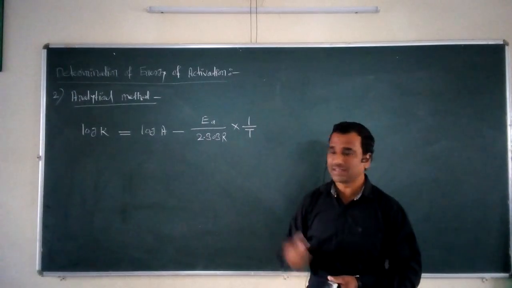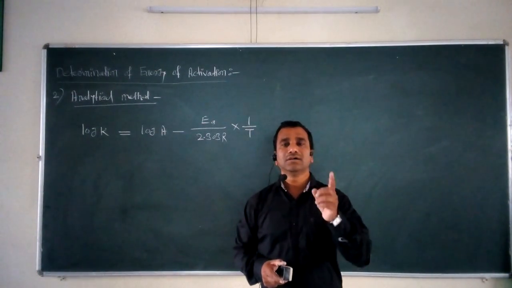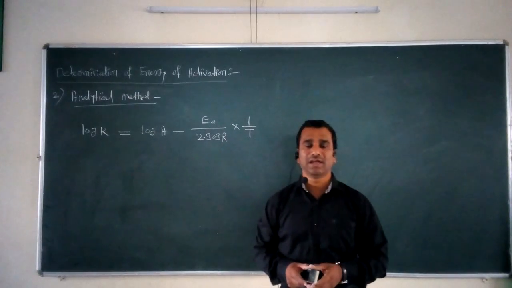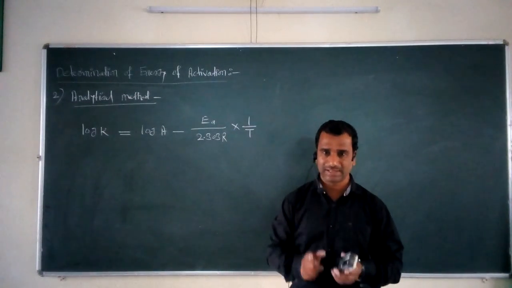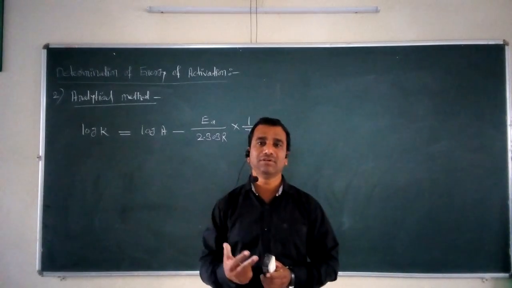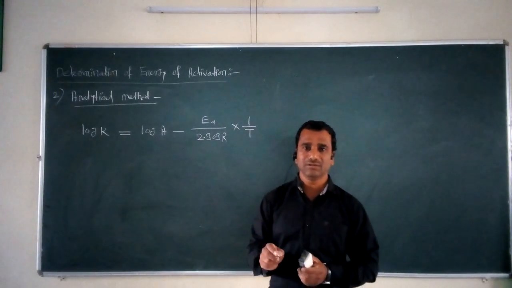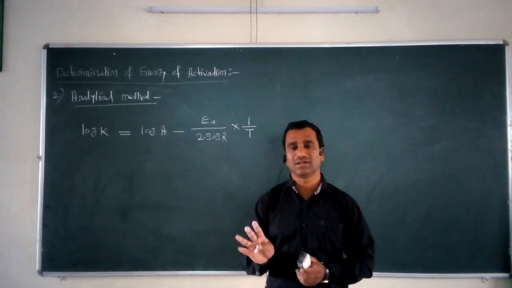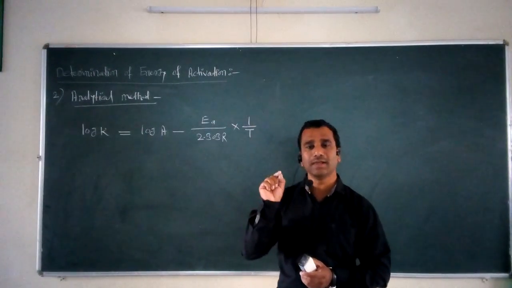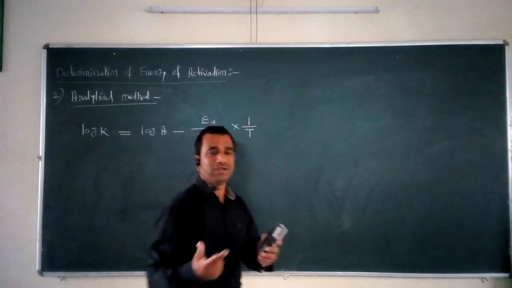Now what you have to consider in this second analytical method? We have to carry out the given chemical reaction at two different temperatures. One is T1, the second is T2. Since the temperatures are different, naturally we get two different rate constants, one is K1 and the second is K2. For studying this analytical method, we have to assume something.